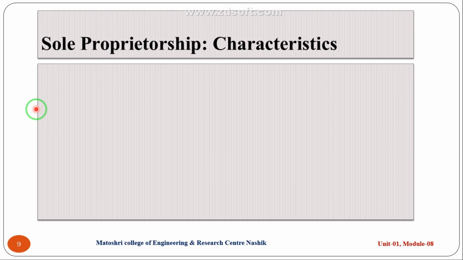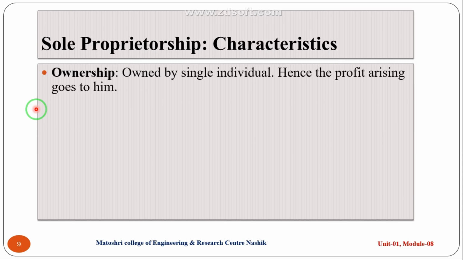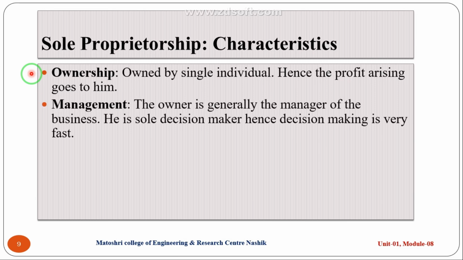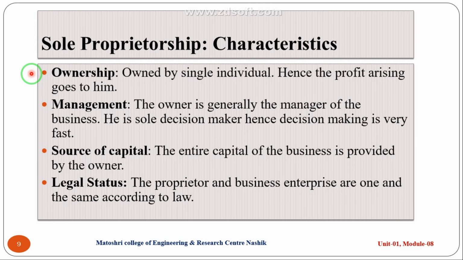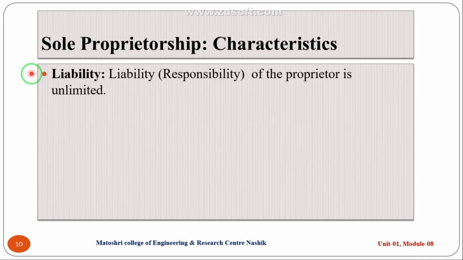Now, what are the characteristics of proprietorship? It is owned by a single individual, and hence the profit arising goes to him only. The owner is generally the manager of the business. He is the sole decision maker, and hence decision making is very fast. The entire capital of the business is provided by the owner. About the legal status, the proprietor and the business enterprise are one and the same according to the law.